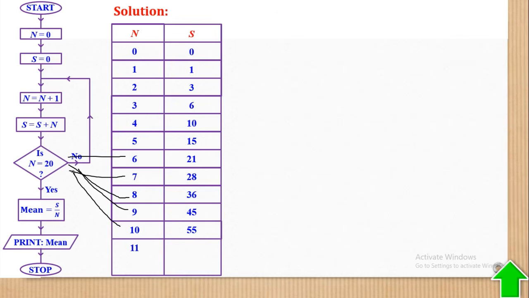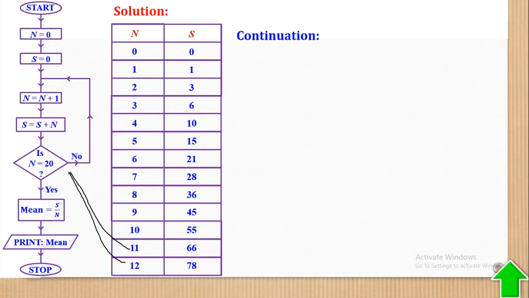Increment to get 11, new sum is 66. This one gives a decision of no. Increment to get 12, new sum is 78, and that one also gives a decision of no, so you still continue. Now this is because my table could not fit on my page, that's why I put the word continuation. But if yours can fit, you just continue with your table.